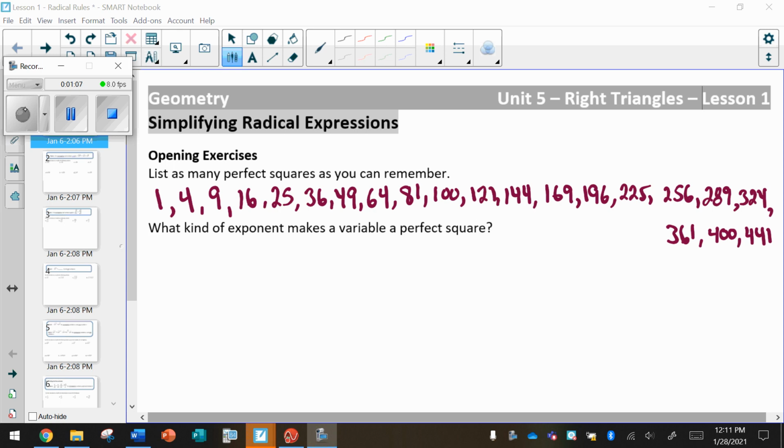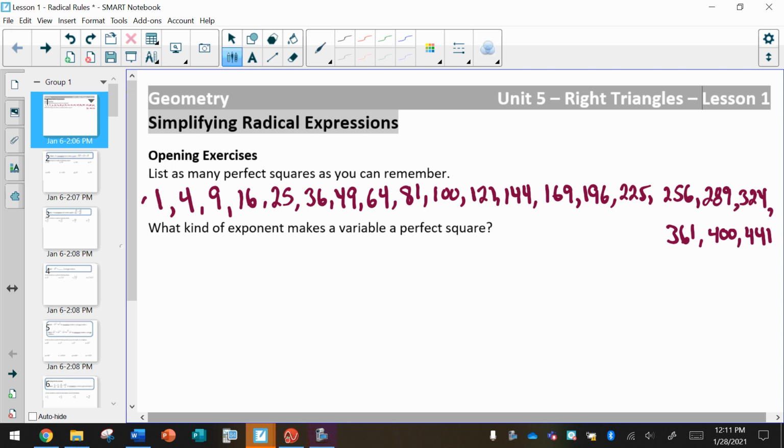So there's 1 through, oh, I should have added 0. 0 squared is 0. Technically, that's a perfect square. Anyways, that's 0 through 21. So you can see how you did.